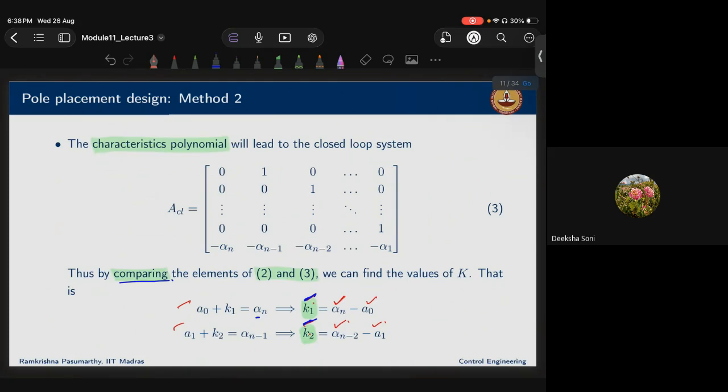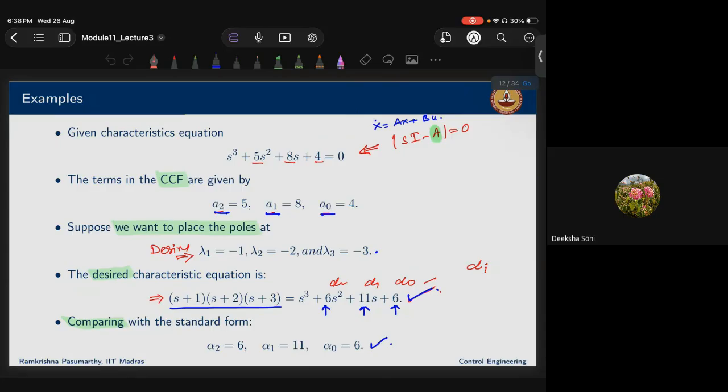Is the method clear? If you just write it, you will understand this. So this is an example. Same thing: you have x dot equals ax plus bu. A and B matrices are not given, assuming that A and B are in that CCF form. Once you take the characteristic equation, det of sI minus A, we get this characteristic polynomial. Since the A and B matrices are in CCF form, we can get this A2, A1, A0 directly from the polynomial.